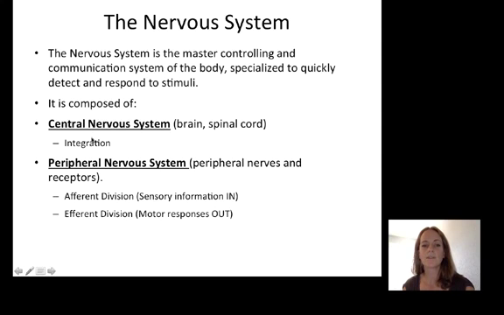Then, once the central nervous system decides what to do with it and integrates that sensory information and decides on a response, the other part of the peripheral nervous system will be the motor nerves sending signals out. And that will be signals out to the organs, out to the glands, and out to the skeletal muscle through the efferent division of the peripheral nervous system.